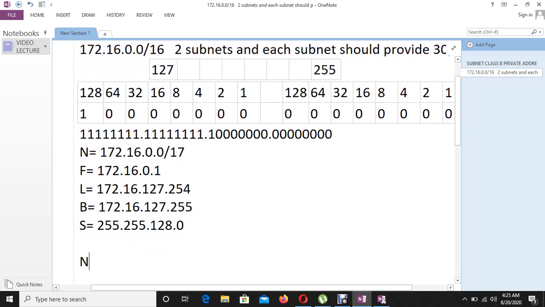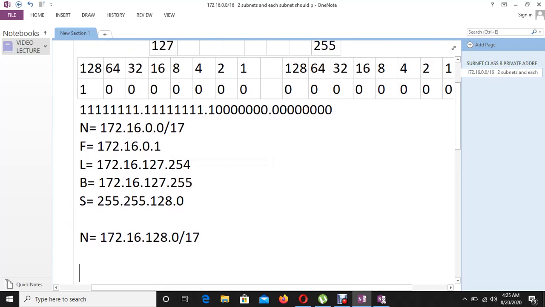Next network address would be 172.16.128.0, simply because this is 127, it's not ended yet, but this is 255, it has ended, so therefore it will make this value change to 128 in the next subnet, and then the 255 will turn to 0 because it is already exhausted. So we have our prefix or CIDR of /17.